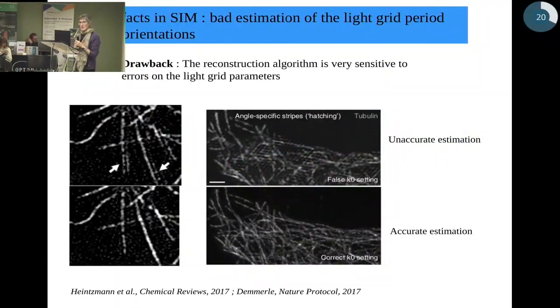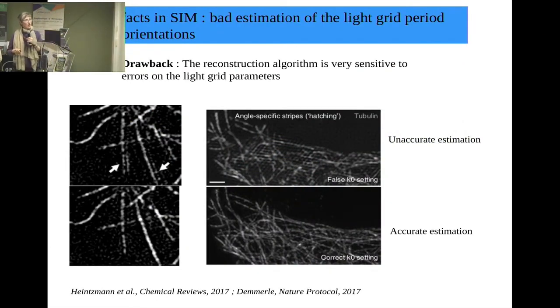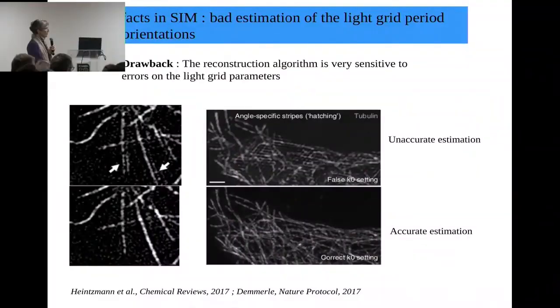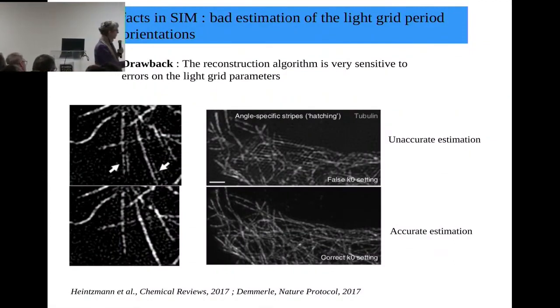And this is particularly visible in SIM. If you have a bad estimation of the period of the light grid or of its position, you have some artifacts that appear which make biology look like honeycomb structures. So there's always honeycomb structure. It's not good. I'm laughing, but this is true. You do a lot of SIM measurements, and honeycomb structures as usual. So, God wanted this. Okay, so you have to be careful with that.